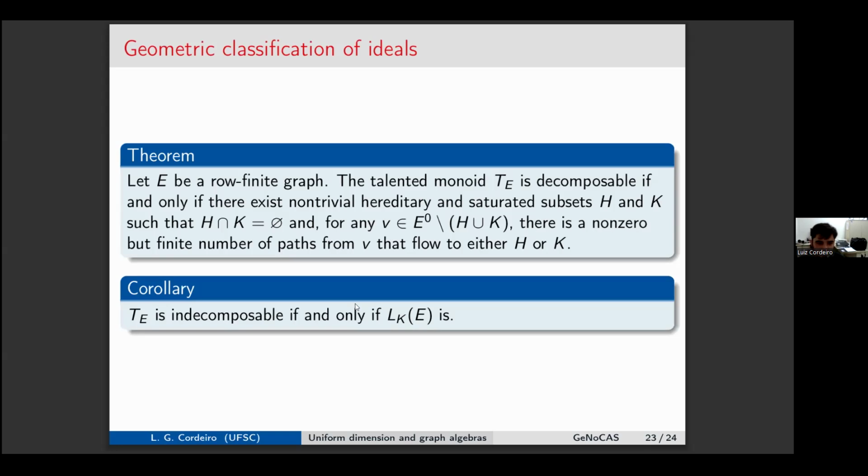And the last result that we managed to obtain is that for a row-finite graph, the talented monoid is decomposable, in the sense that it is the direct sum of two proper Z ideals, if and only if there are non-trivial hereditary saturated disjoint subsets H and K, such that every vertex can be connected by a non-zero and finite number of paths which start at V and end in H or in K. So as a corollary, TE is indecomposable if and only if the Leavitt Path algebra of E is indecomposable as well.